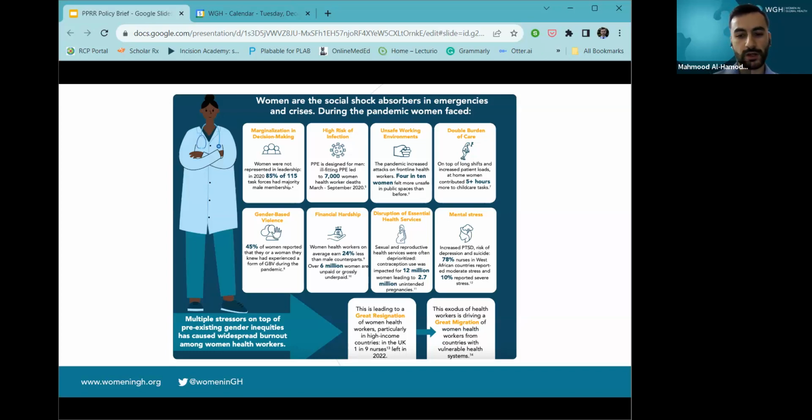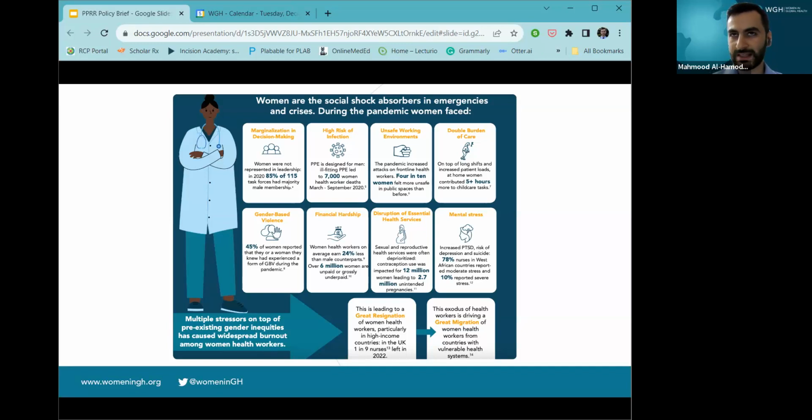Essential health services were disrupted. This includes, of course, sexual and reproductive health. It includes maternal and child health services, which led to an increase in maternal mortality and, of course, unsafe abortions, among other health challenges.